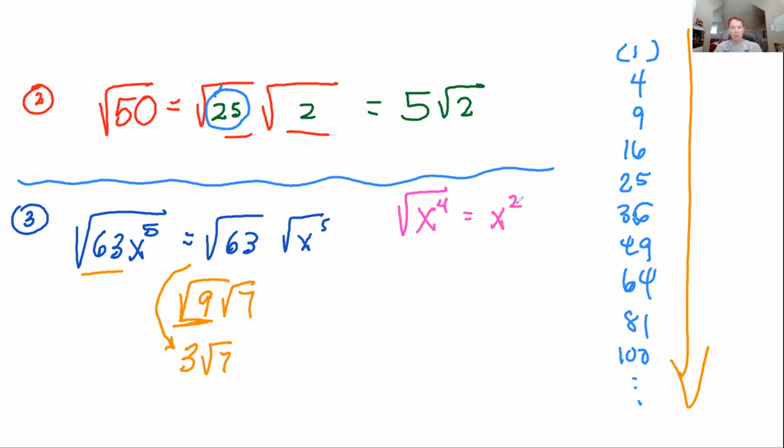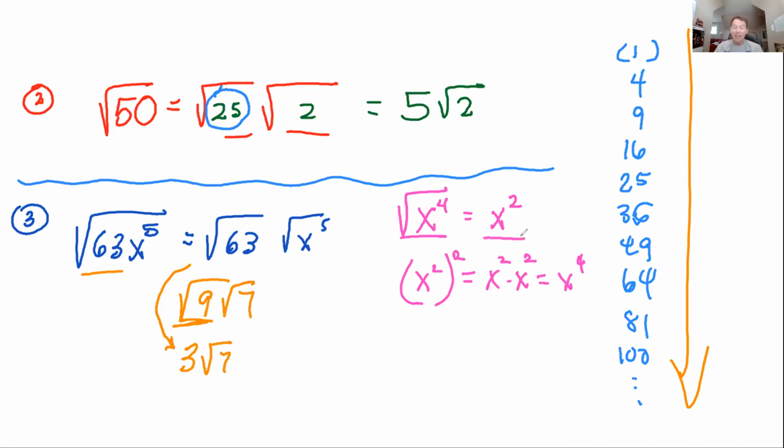X squared. If you're not sure what I'm talking about, watch this. If I take x squared and then I square it, I get x squared times x squared. And now, aren't you kind of glad we did all that work with exponents? Because this is now x to the 2 plus 2 makes 4. So the square root of x to the fourth is x squared.